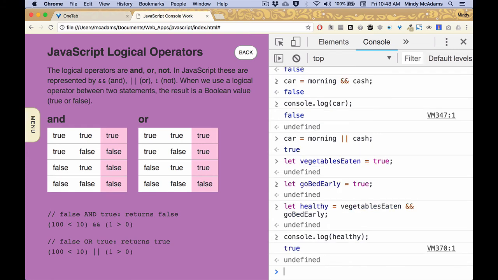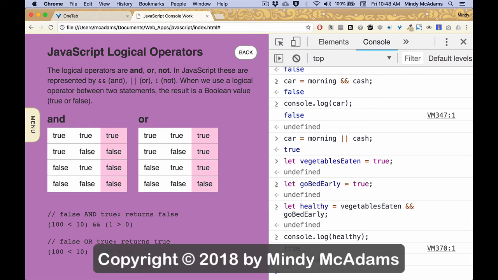This kind of practice in the console can make you feel more comfortable with the way the truth tables shown on the left side of the screen work. And if you're having trouble with this, I really urge you to do a little practice. It will really help.